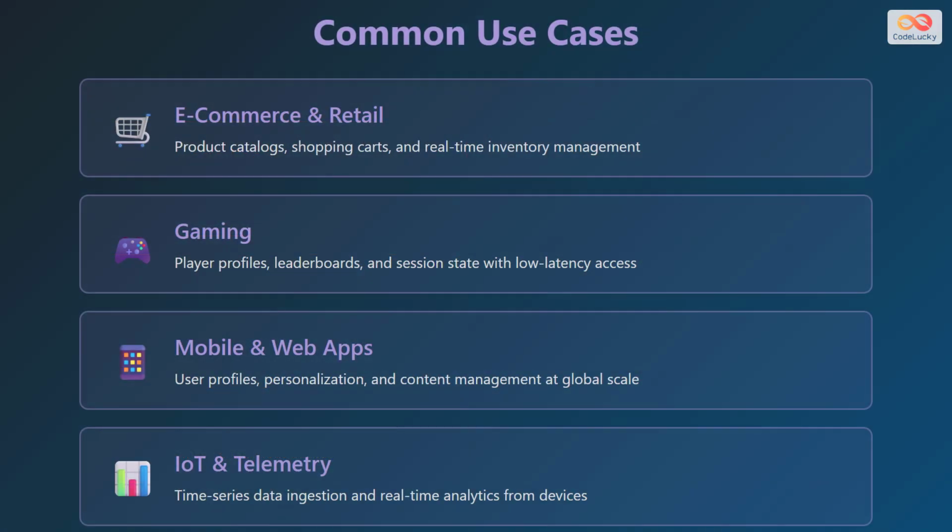Cosmos DB excels in several common scenarios. For e-commerce and retail, it powers product catalogs, shopping carts, and real-time inventory management systems. In gaming, it handles player profiles, leaderboards, and session state with the low-latency access gamers demand. For mobile and web applications, it manages user profiles, personalization, and content management at global scale. And for IoT and telemetry applications, it provides efficient time series data ingestion and real-time analytics from millions of connected devices. These use cases demonstrate Cosmos DB's versatility across different industries and application types.